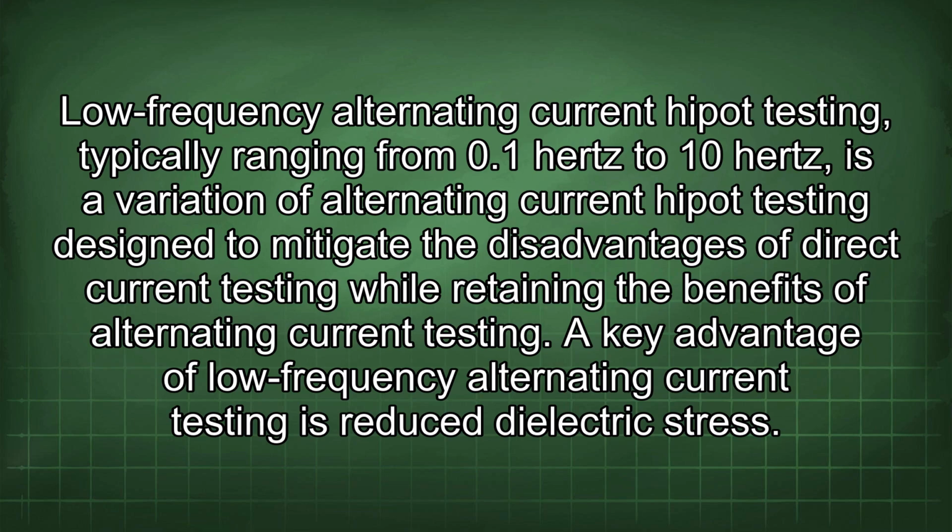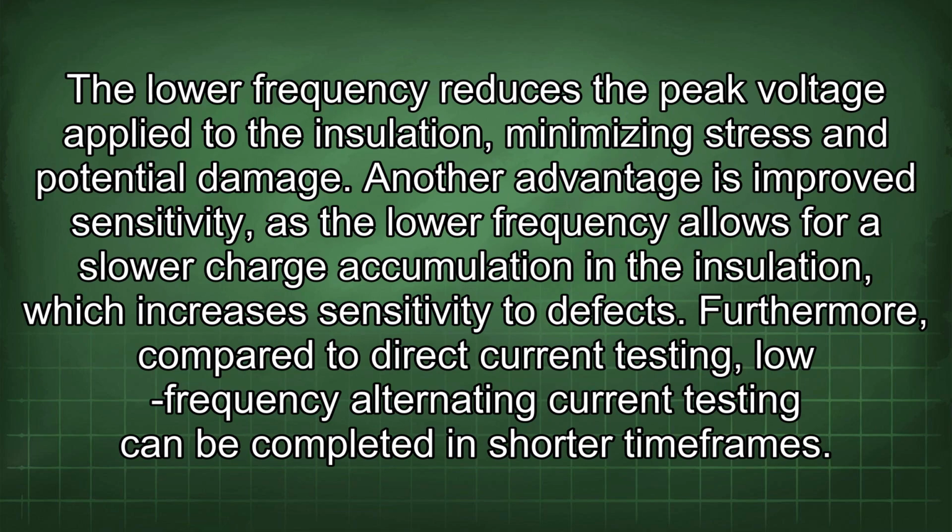Low-frequency alternating current Hipot testing, typically ranging from 0.1 Hz to 10 Hz, is a variation of alternating current Hipot testing designed to mitigate the disadvantages of direct current testing while retaining the benefits of alternating current testing. A key advantage of low-frequency alternating current testing is reduced dielectric stress. The lower frequency reduces the peak voltage applied to the insulation, minimizing stress and potential damage. Another advantage is improved sensitivity, as the lower frequency allows for slower charge accumulation in the insulation, which increases sensitivity to defects. Furthermore, compared to direct current testing, low-frequency alternating current testing can be completed in shorter time frames.